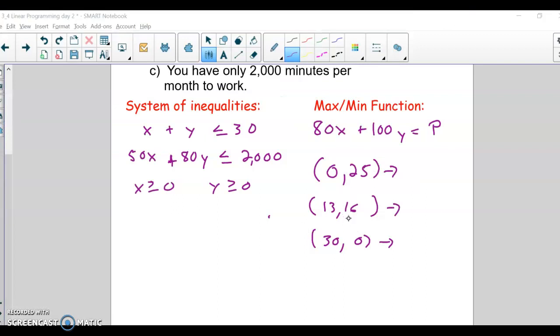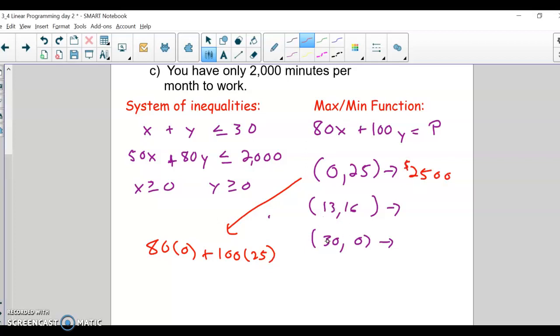So I just copied the 3 vertices from the graph. Again, this one got rounded down. Testing the profit for the first one, the work would be 80 times 0, since we didn't fix any of those, plus 100 times the 25 we fixed. That would be $2,500 profit. Then for 13, 16, we just do 80 times 13 plus 100 times 16. That's 2,640 profit, not bad. And then the last one, 30, would be 2,400.